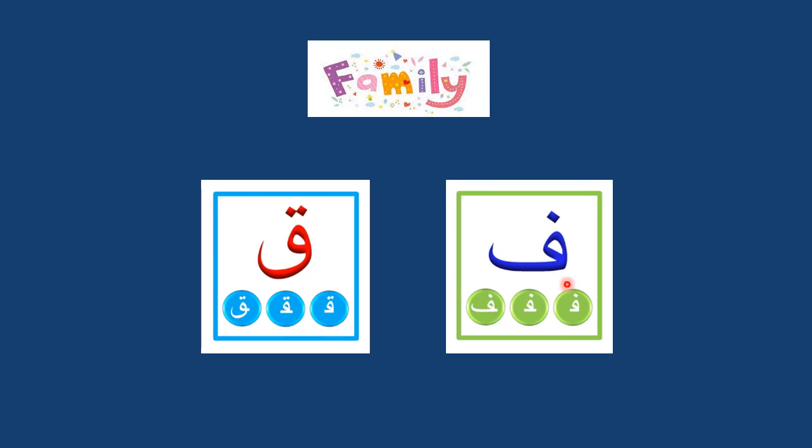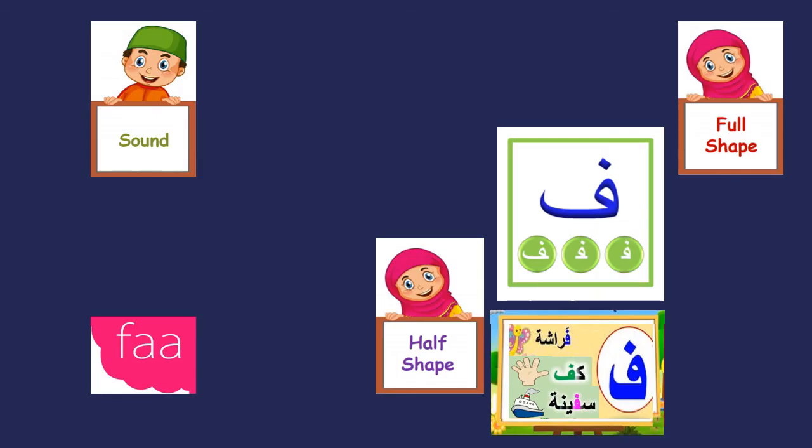Here is the family of fa and qaf. Fa has 1 dot on it, and qaf has 2 dots on it. This is the full shape of fa, and you can see there is a dot on it. When it comes at the start, its shape is like this. This is the middle shape, and this is the end shape. And when it comes in the word, its shapes are like this. And the sound is fa.